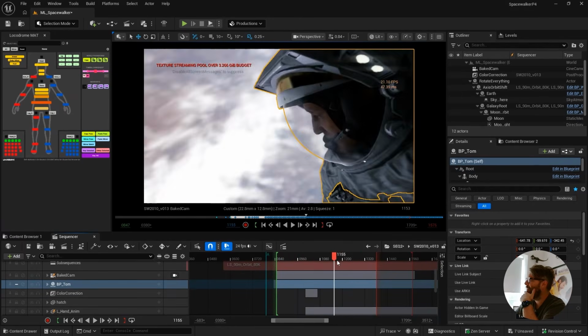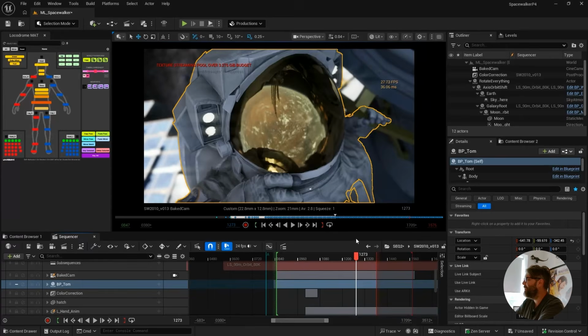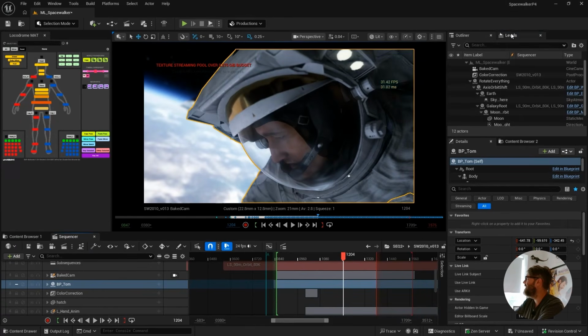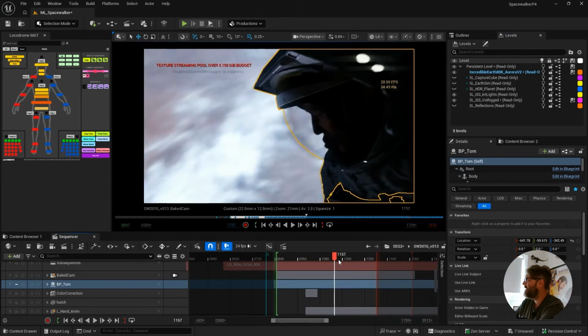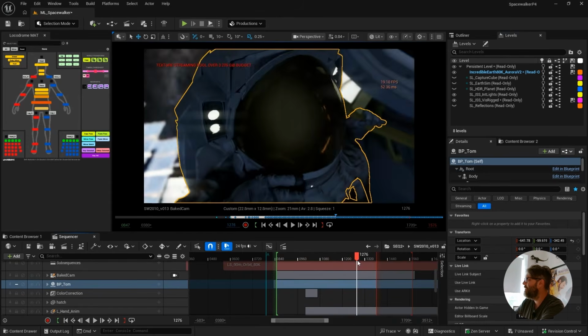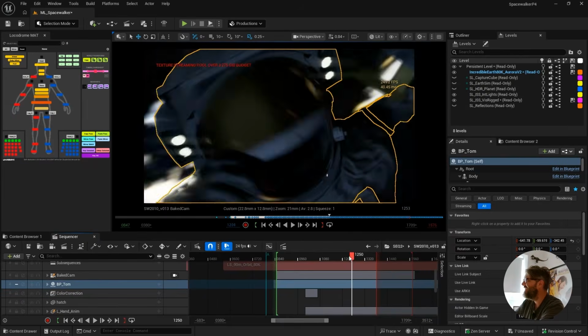So I went to the effort of doing that and getting it so I could set it up and animate it. And then when he pulled the visor down, I got this. No reflections. I was like, what the hell's going on?